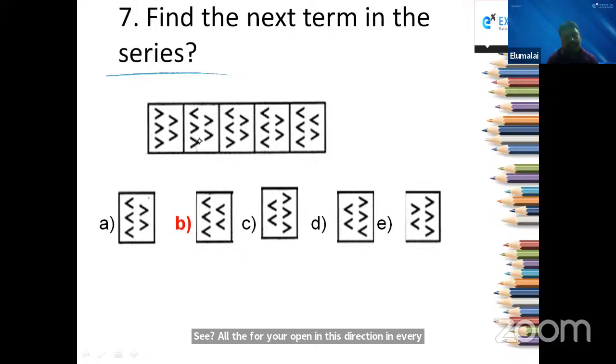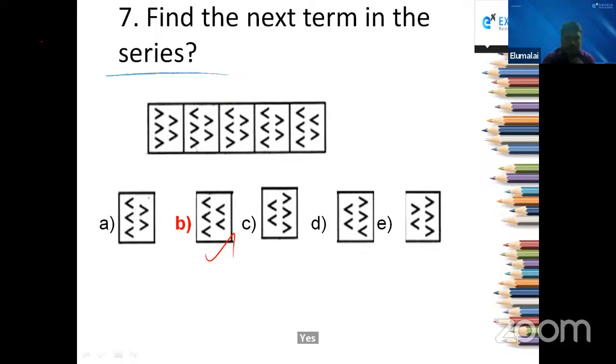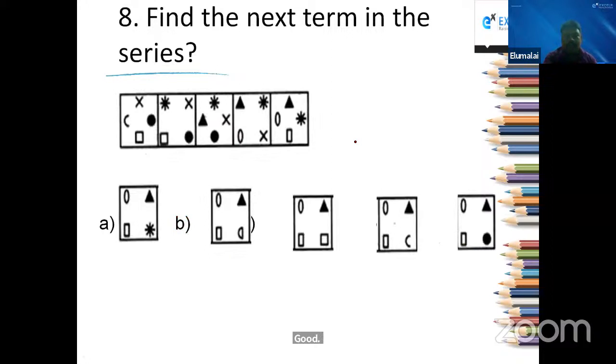See, all the five are open in this direction. In every step, one is turning in the left side direction. Next, this will turn to the next one. Then it will turn the direction here. Then it will turn the direction here. Right. So option B is the next figure, isn't it? Yes. Good. Great. Now answer this question.